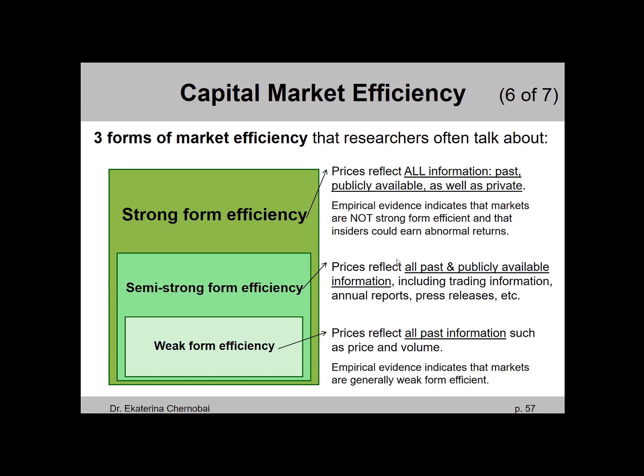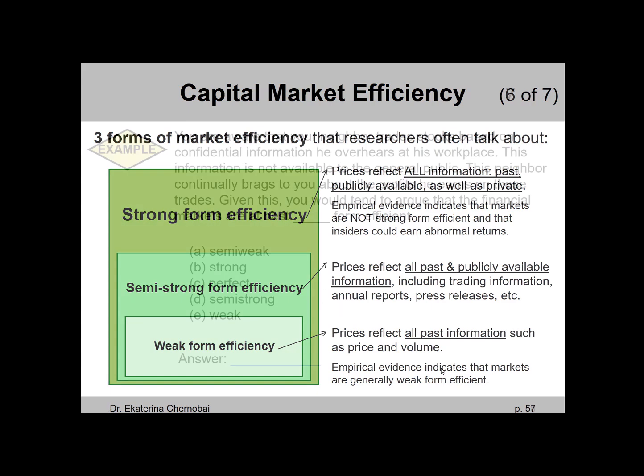Okay, but that's not what the empirical evidence suggests. Researchers show that this is definitely not what's happening. Maybe semi-strong form efficiency, but it looks like it's weak form efficiency. Okay, let me show you one example to complete this topic, to clarify what it all implies.